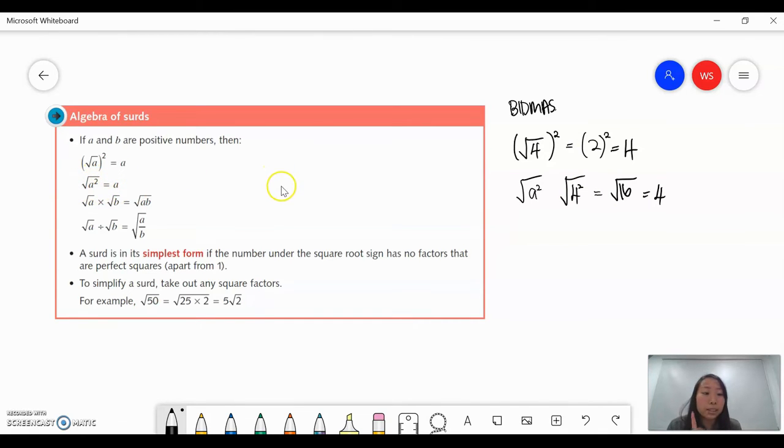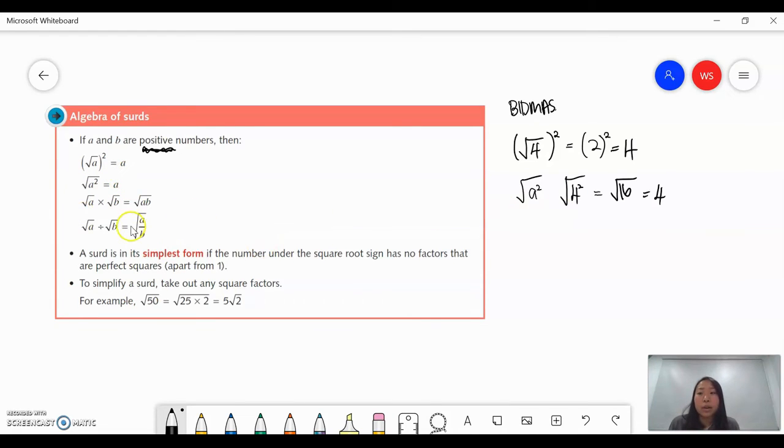All right, please take note that this is if A and B are positive numbers, right? When you reach higher levels, you begin to understand that this is not quite true when we get to negative numbers, right? You begin to explore that. That will be for another lesson.